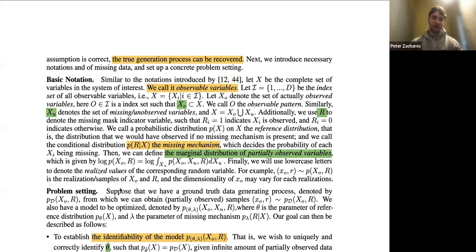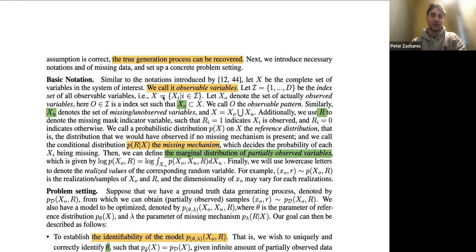And so, okay, basic notation. Let's get into it. There's a lot of notation and it's quite confusing. So the feature set is X, large X. And then they introduce this index set, which has an index for each dimension of each point in the feature set. So if your feature set was a 32 by 32 image, there would be 32 times 32 indexes.